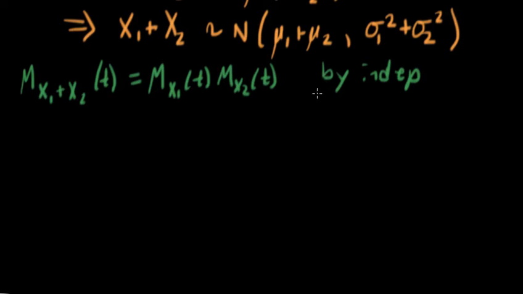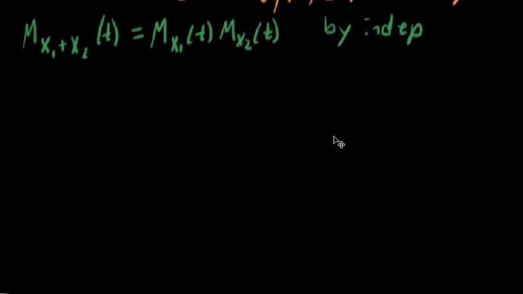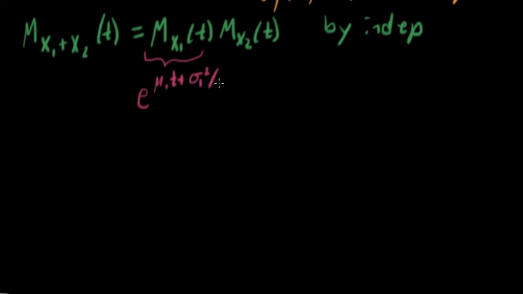Okay, well, we know that this guy is, in fact, e to the mu1 times t plus sigma 1 squared t squared over 2, and this guy is e to the same thing but with different mu's and different sigmas.